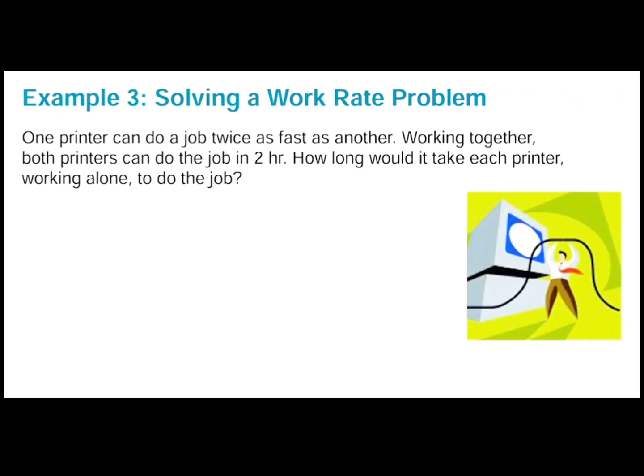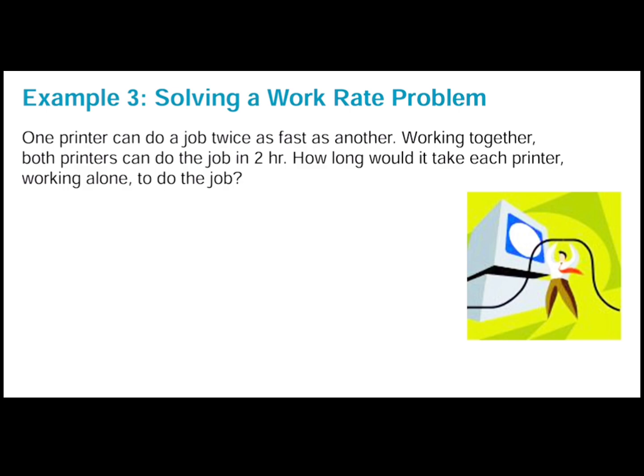So let's look at this problem right here. We're going to do this problem basically the same way that we did the other problem. It says a printer can do a job twice as fast as another. So 2 times as fast. That tells us how much time it takes for one to do it faster than the other. It says working together, both printers can do the job in 2 hours. How long would it take each printer to do the job alone?